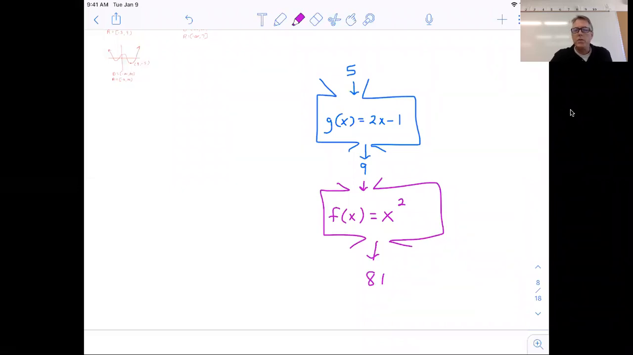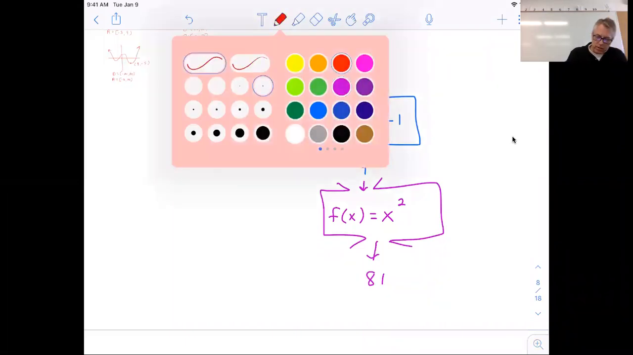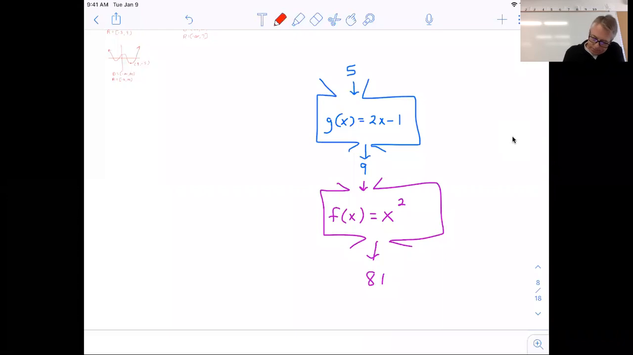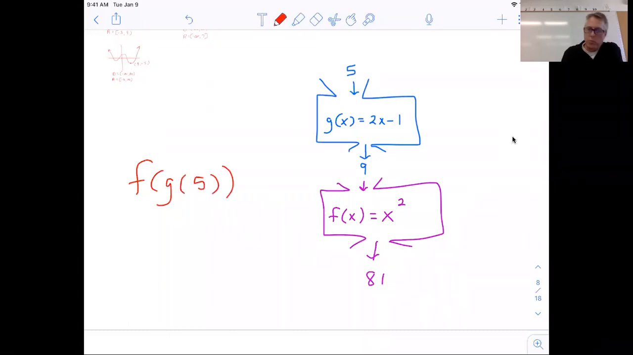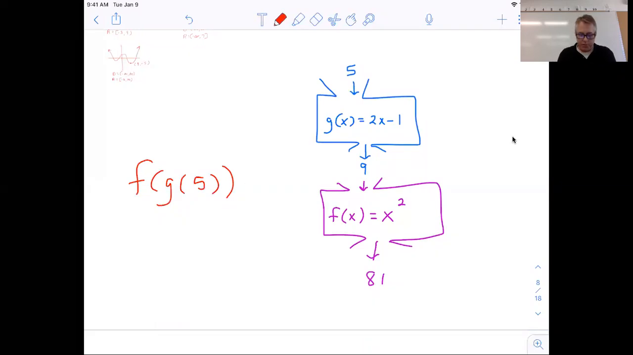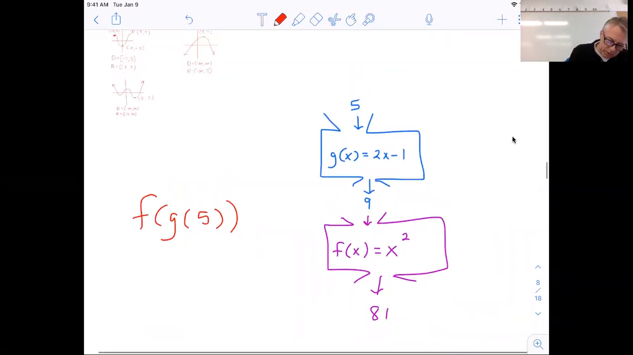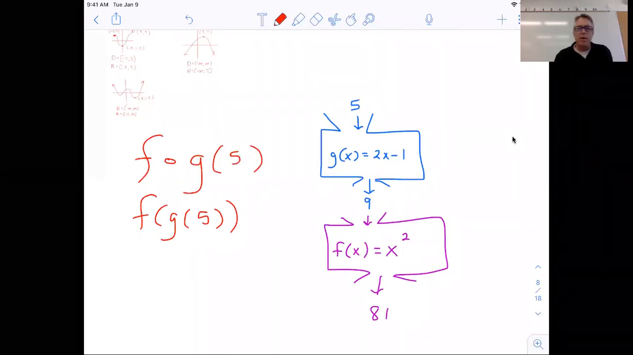All right, well, what this is called is a composite function. And we would denote that this way: f of g of 5. And we say it f of g of 5. It sometimes is written this way also, f with a small circle, g of 5. Okay, that's called a composite function.